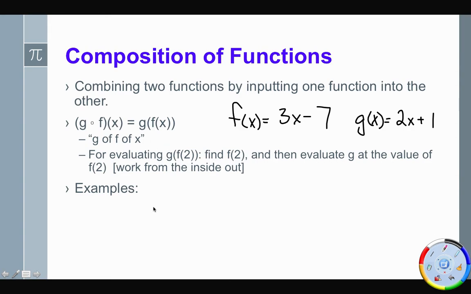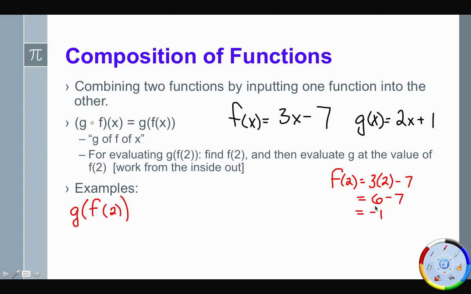So first let's look at some evaluating examples. Let's look at g of f of 2, since that's the example that I pointed out. So we need to come over here and figure out what is f of 2. From one of the first things we learned today, f of 2 just means plug in 2 for x. So we're going to say 3 times 2 minus 7 is 6 minus 7, which is negative 1.